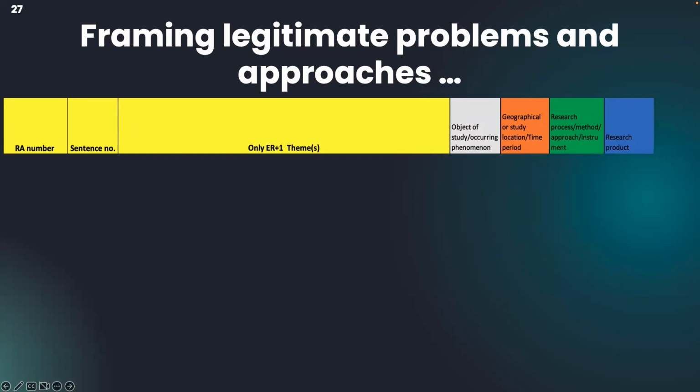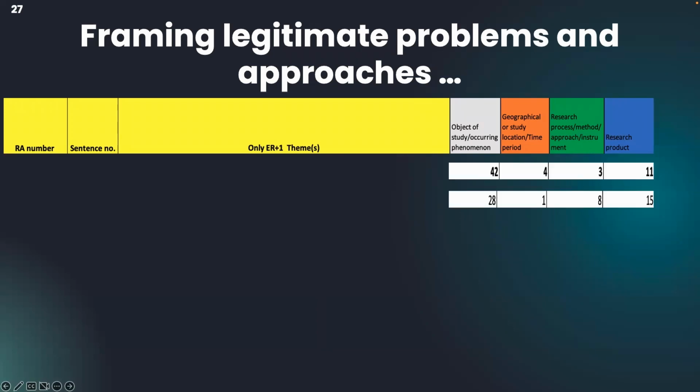So these are only the ER+1 topical themes. The object of study or occurring phenomenon, that was the absolutely most common topical theme. That's, of course, not surprising. Then there were a few themes dealing with the geographical location or time periods. Then research process, methods, instruments, and so on, and research products.